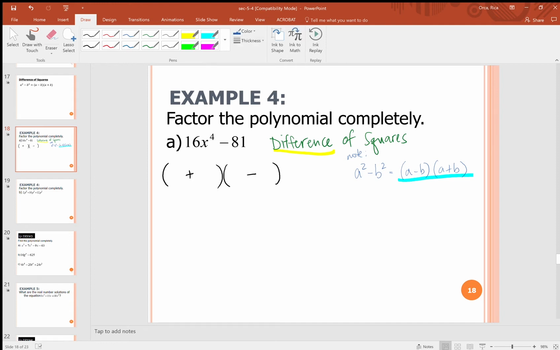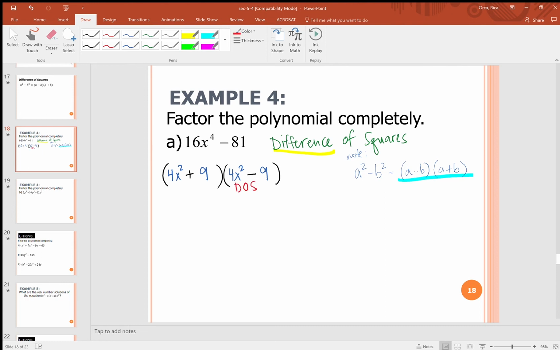I know 4 times 4 is 16. And I also know x squared times x squared is x to the 4th. 81 is 9 times 9. Or 9 times negative 9 is negative 81. Now you need to look at each factor to see if it's still factorable. 4x squared plus 9 is no longer factorable. But 4x squared minus 9 is another difference of squares.